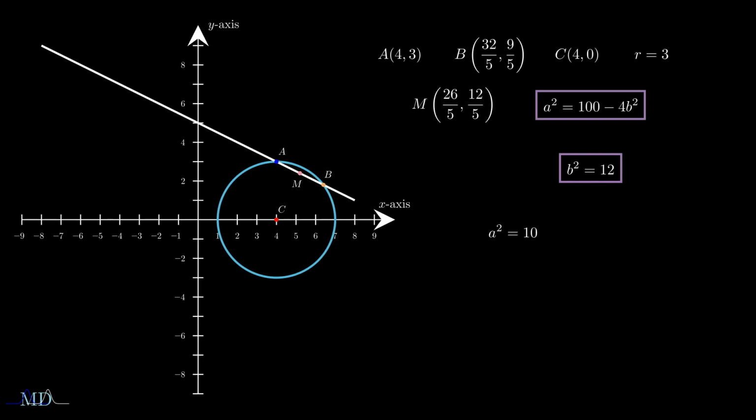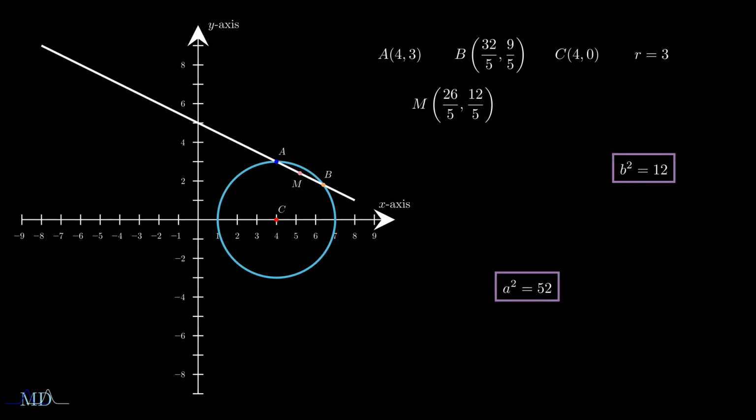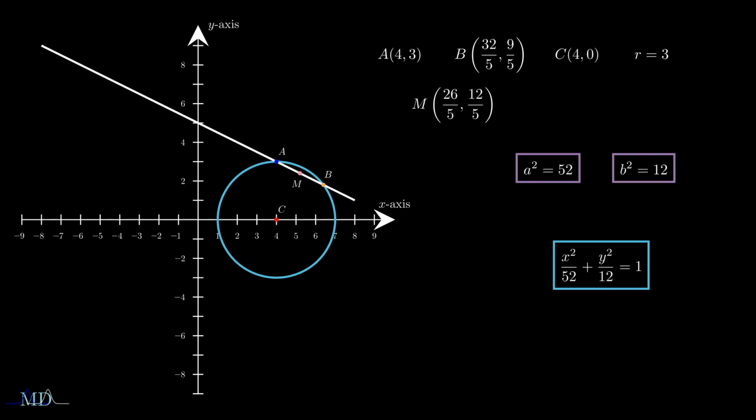a² is equal to 100 − 4b². Therefore 100 − 48, that is 52. We have finally calculated the value of a² and b². And we can write the equation of the ellipse tangent to the chord AB at the point M. It is x²/52 + y²/12 = 1.